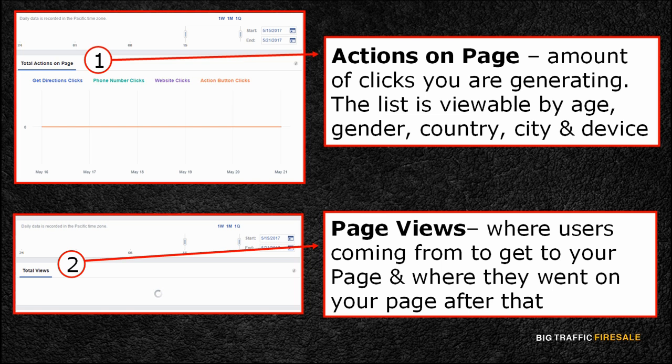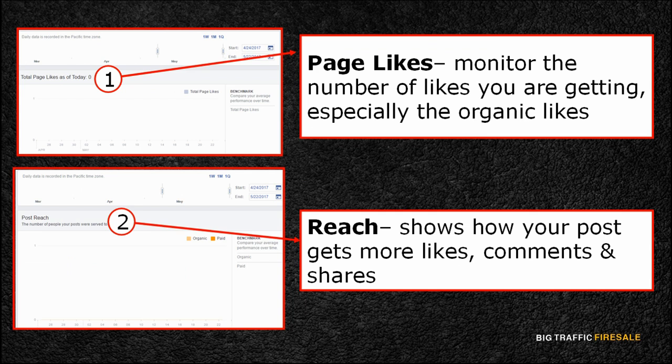Over at Page Views, you'll see where users are coming from to get to your page, and where on your page they went to once they're on it. Page Likes lets you monitor the number of likes you're getting, both paid and organic likes. In this case, we're aiming for those organic likes.